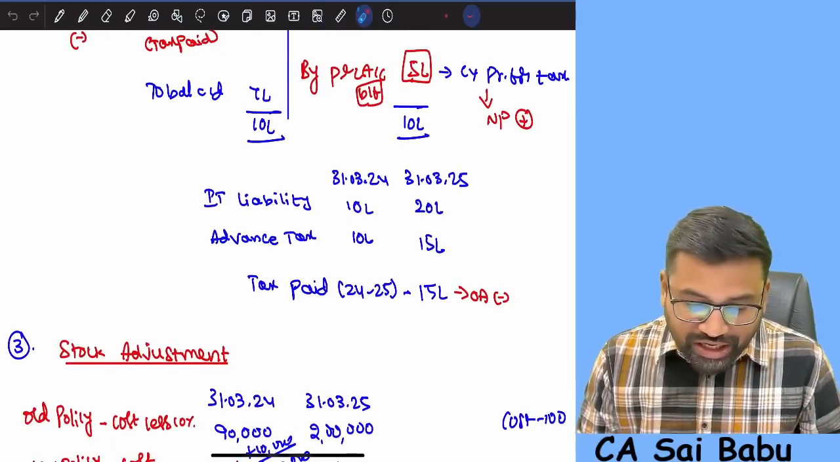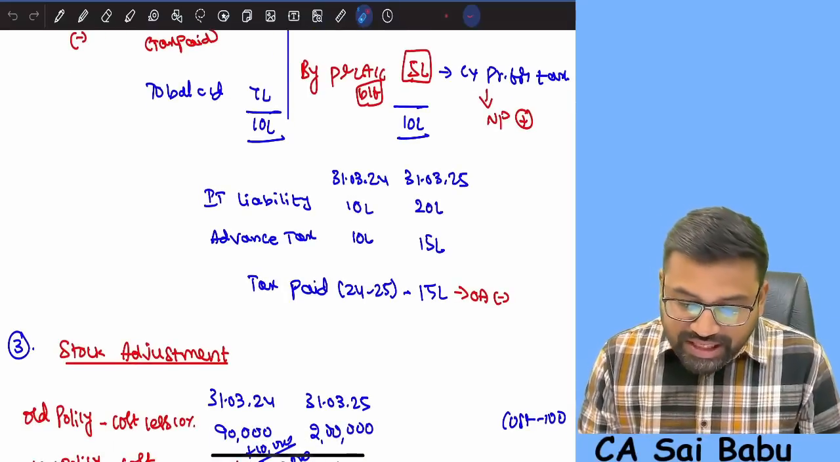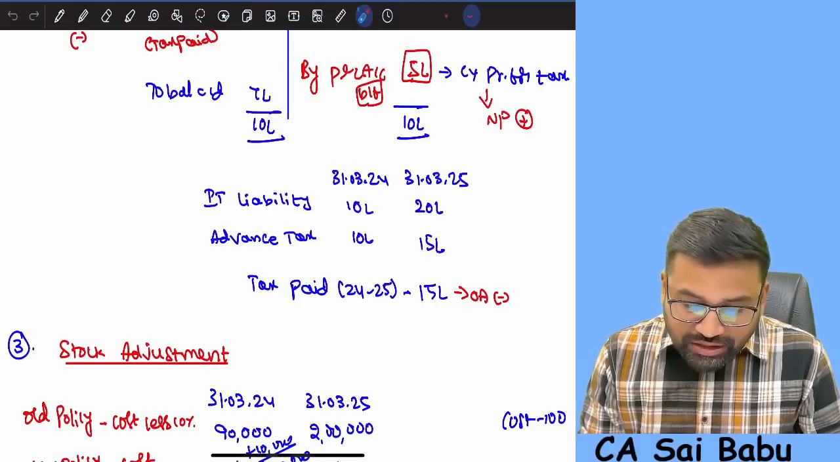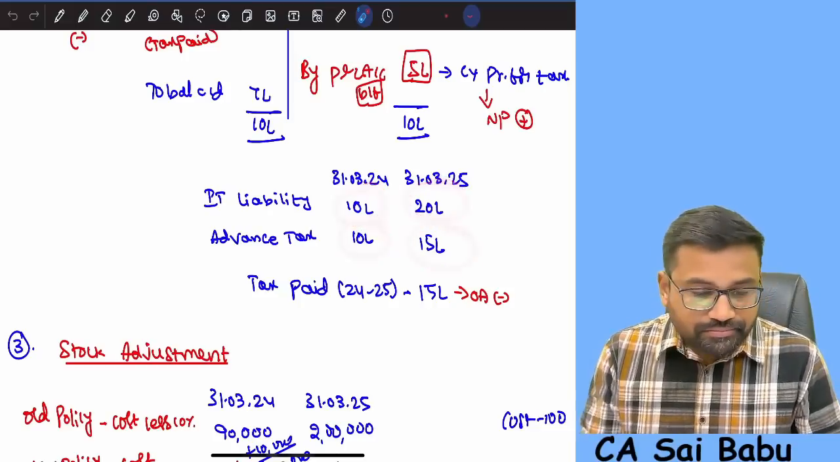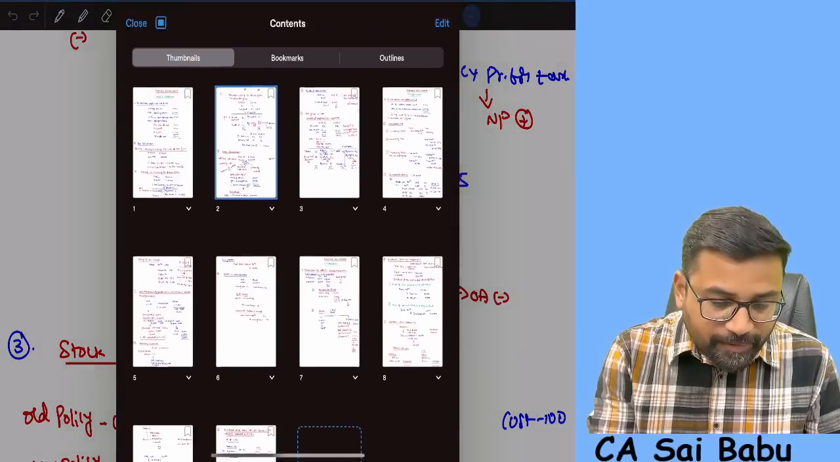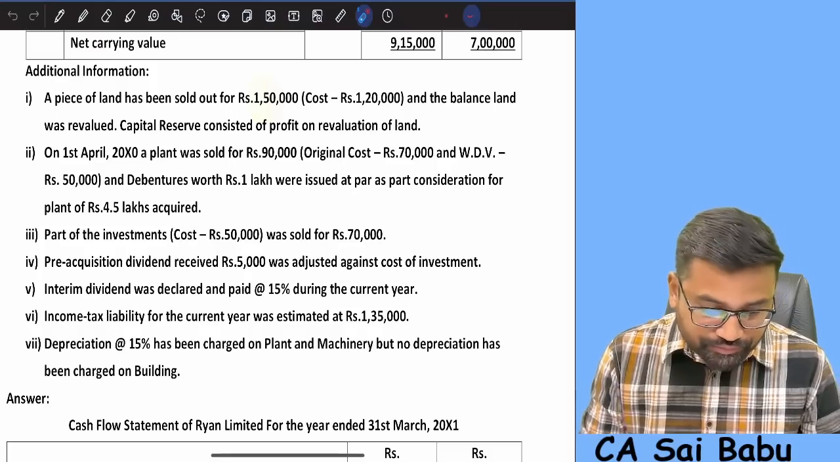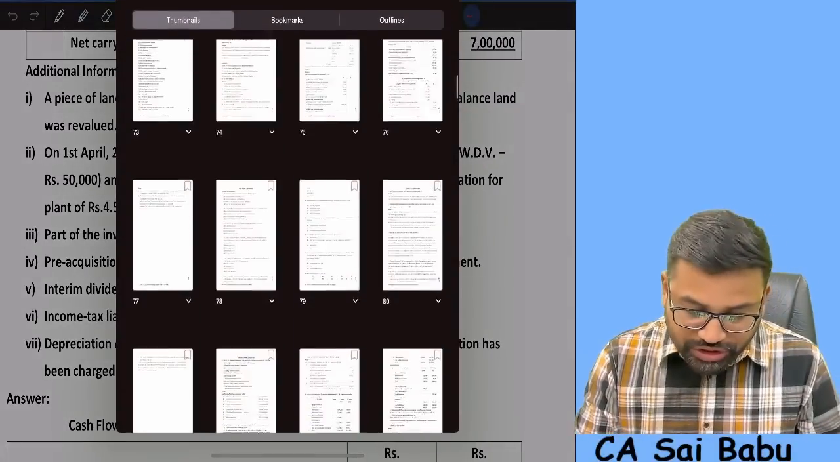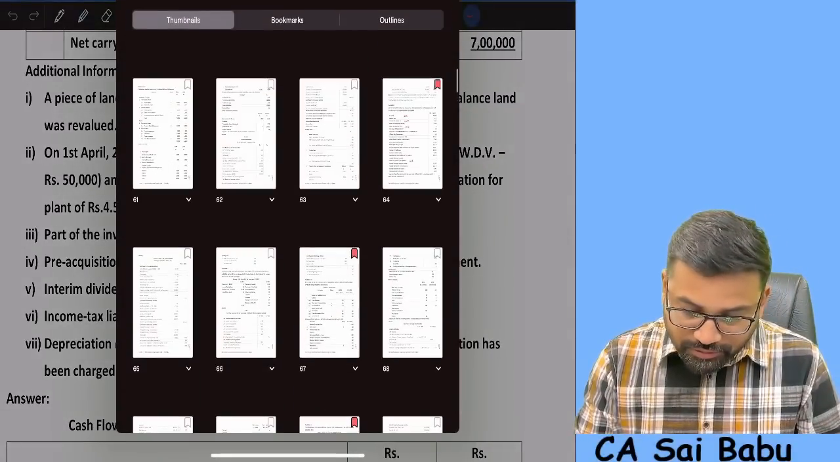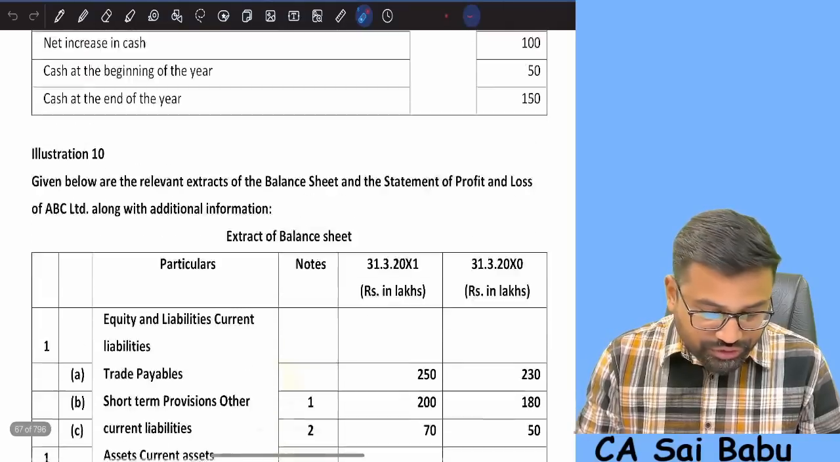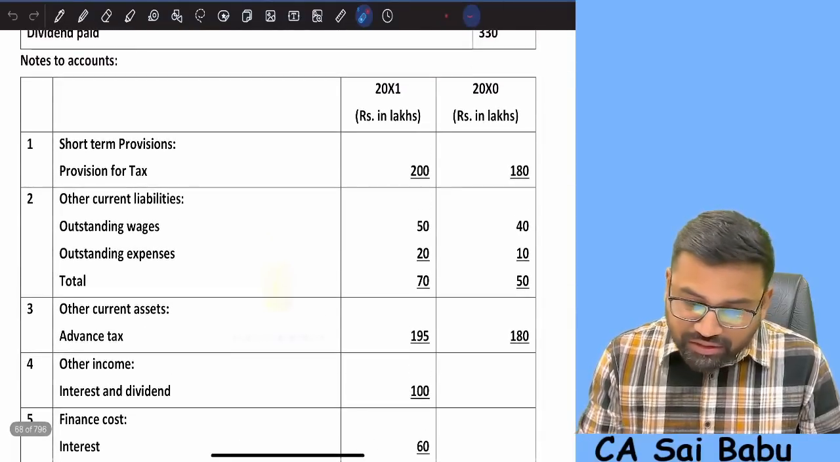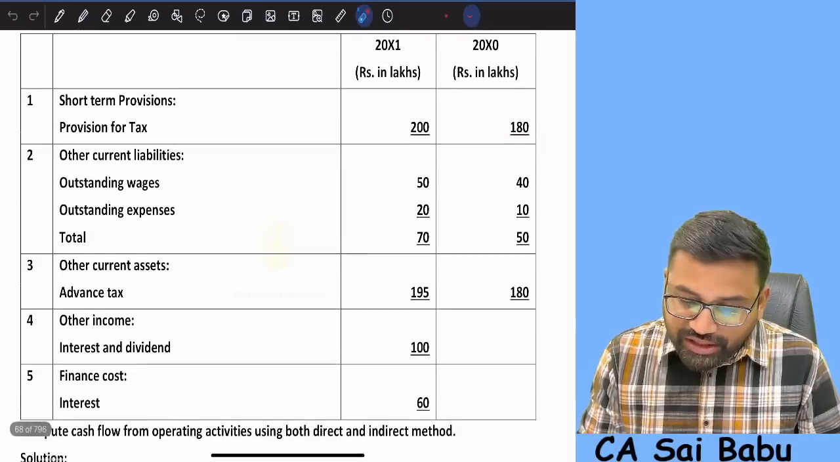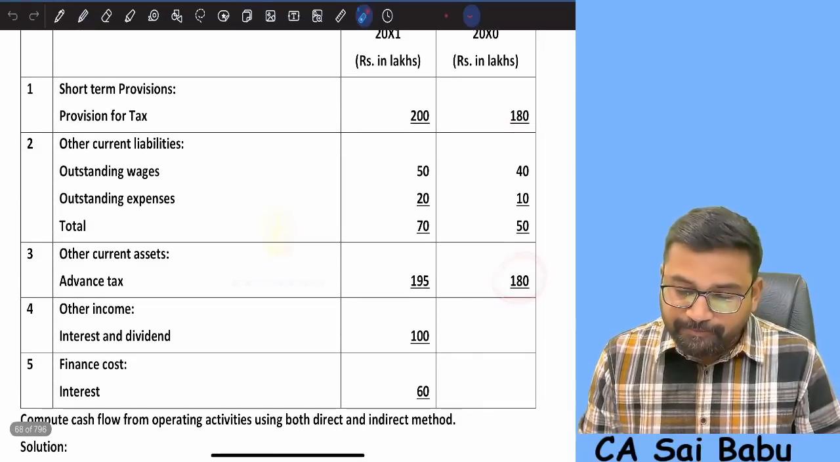In one of the questions, I think illustration number 10 in the study material, if you see, they have given tax liability as well as advance tax. I will show you, sir. One question is there, illustration number 10. In this illustration, if you see, they have given opening provision for tax 180, advance tax 180.